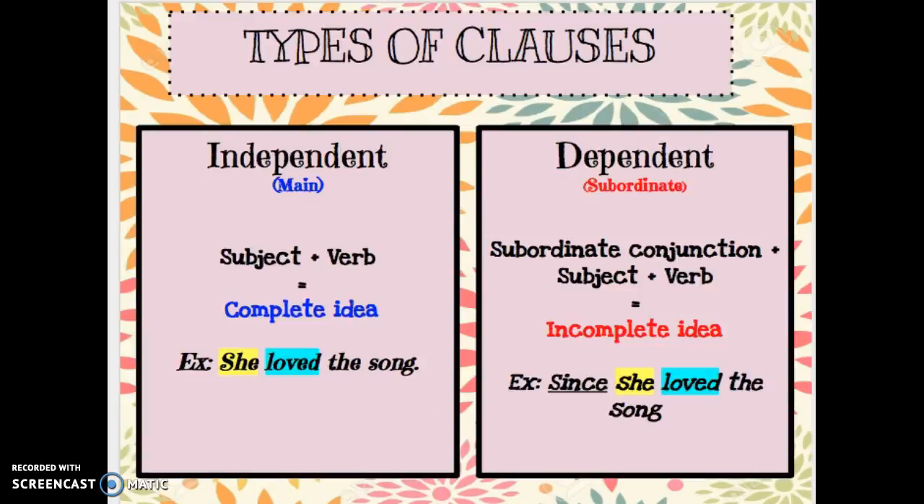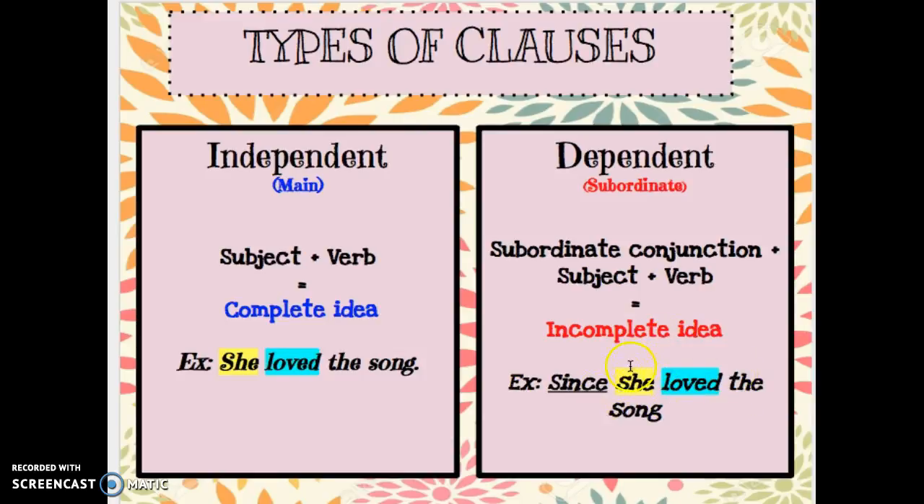We have two types: independent and dependent clauses. The first one is the independent clause, and this is a subject plus a verb creating a complete idea. Okay, so my example is, she loved the song. You can see I just have a subject, and then I have my verb, a complete idea. Now your dependent clause, on the other hand, has a subordinating conjunction. Okay, so that's an AWUBIS. So you can see here I have an AWUBIS, since, plus a subject, she, plus a verb, loved. Since she loved the song.